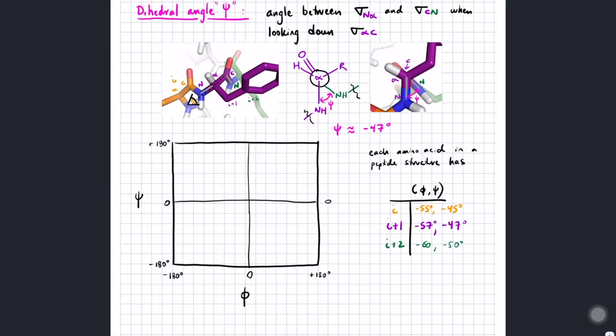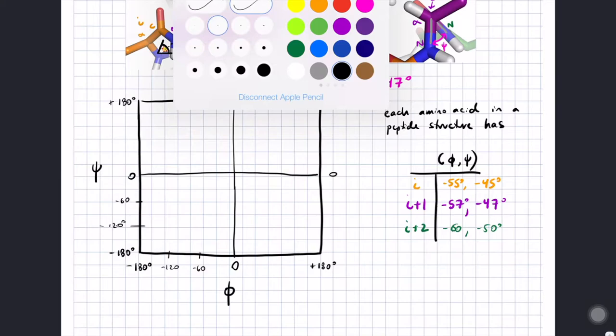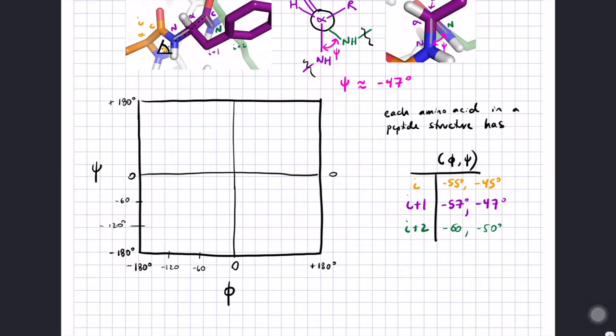And then if we plotted these phi and psi values on this graph, we would see that amino acids with similar phi-psi values tend to cluster in similar areas of the plot. So let's say this is minus 60, this is minus 120. Similarly, this is minus 60 and minus 120. And so the I position amino acid we would expect to be somewhere around here. And nearby would be the I plus 1 amino acid, and nearby would be the I plus 2 amino acid.